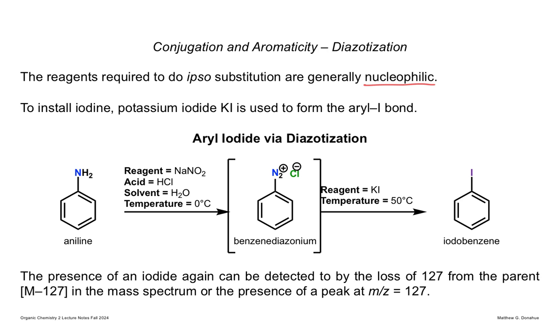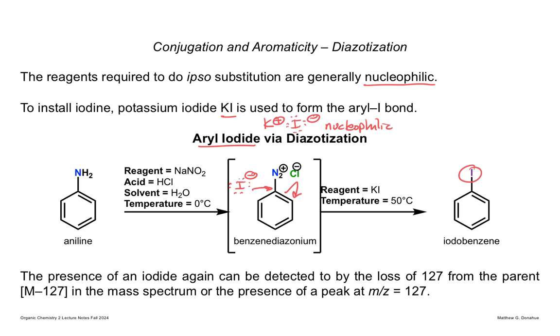So if we wanted to make an aryl iodide, we would use potassium iodide. So that's your typical inorganic salt. And so now we see that the iodine is nucleophilic. It's going to supply the electrons to do that displacement. And the mechanism is the same as fluorine. Again, I minus attacks here. We form the intermediate, which re-aromatizes, and now we have iodobenzene.